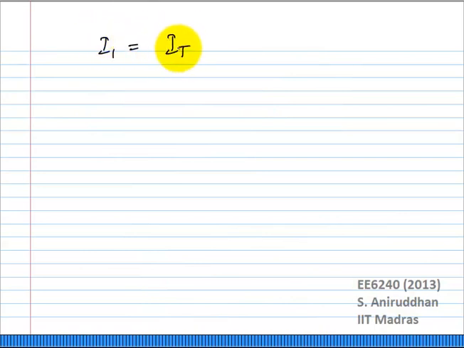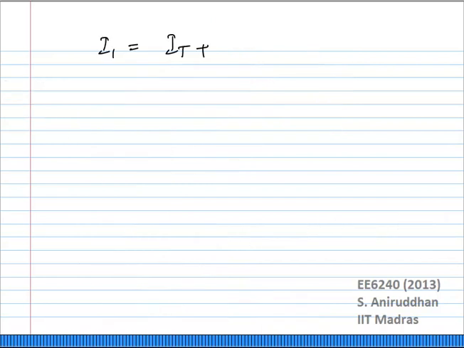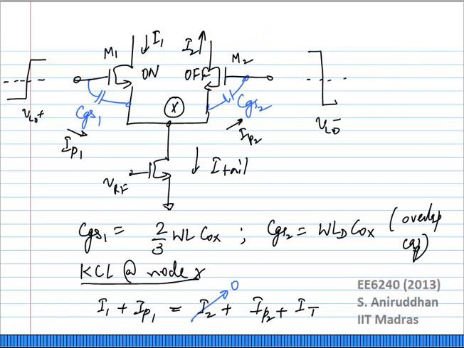So I1 is nothing but I2 plus... actually, what is the value of I2? I2 is 0 because the device is just turned off. I2 is 0. So I1 is nothing but IT plus IP1 minus IP2 minus IP1.